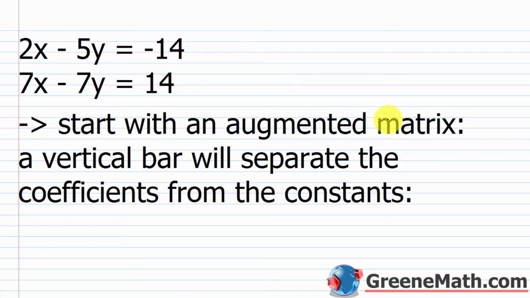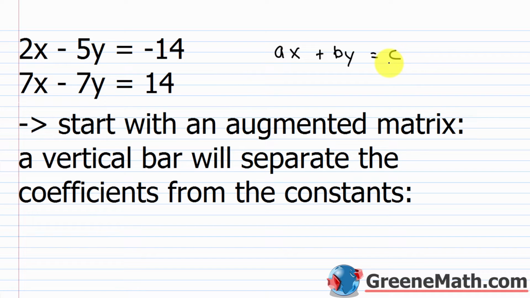All right, so I want to start out today with a very basic example. We have the linear system 2x minus 5y equals negative 14, and 7x minus 7y equals 14. I have here an augmented matrix. Before we get into that, I want you to notice that we have each equation already written in standard form. So you want to start by putting both equations in the form ax plus by equals c. Now, once you've done that, you can write this augmented matrix.